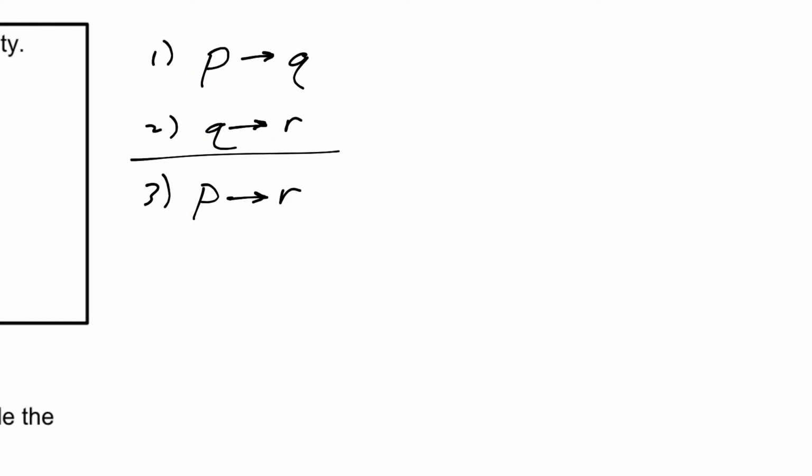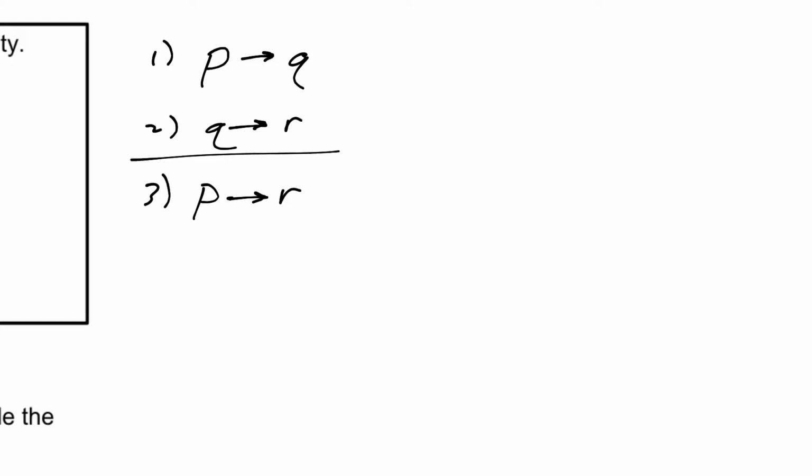Now, what I want you to notice is that there are 3 if-then statements. Remember, this arrow means if P, then Q. So what you see here is 1, 2, 3 if-then statements. So they're all conditional statements. And I drew this line here because this third statement is going to be your conclusion.